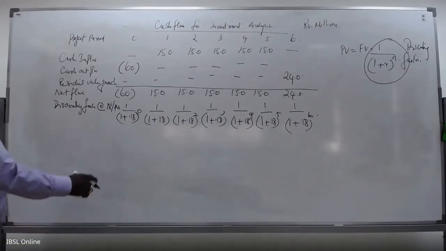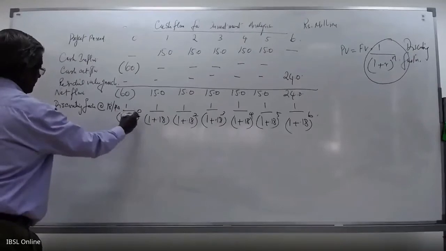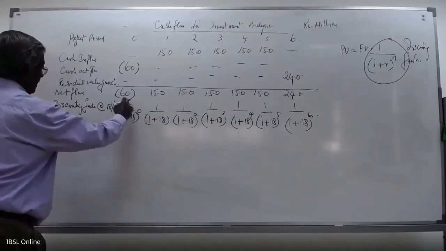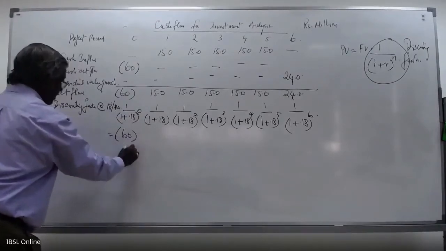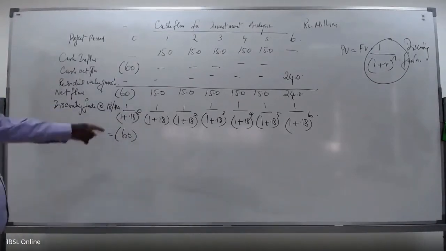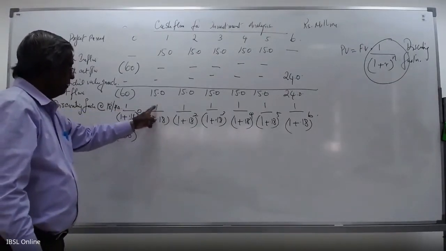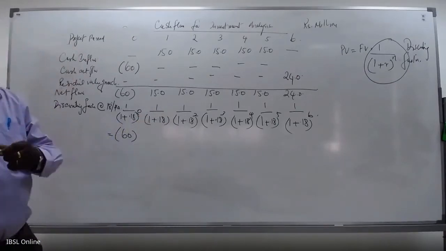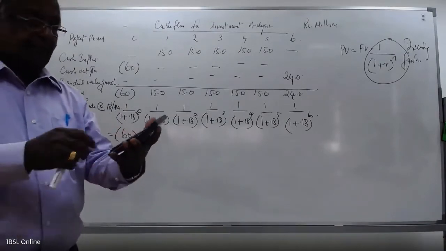Okay, now here this is 1. 1 plus 0.18 to the power 0 is really 1. So this is minus 60. Now this one, we have to divide 1 divided by 1 plus 0.18. That is 1 divided by 1.18. So this is also a simple calculator calculation.